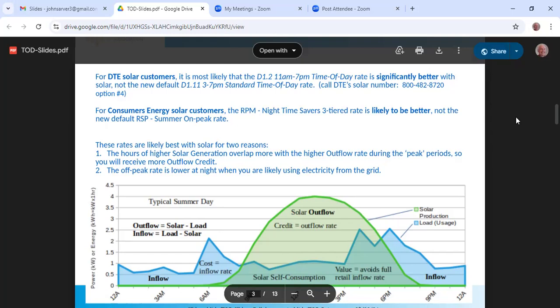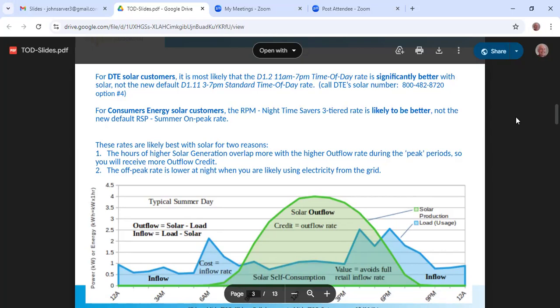So I kind of already mentioned reasons why you might choose one of the rates, and this chart attempts to show you that. The solid blue line is how much inflow you would have from the grid at night, because your solar's not doing anything at night. And then if you didn't have solar during the day, the blue line, that's how much you'd be pulling in from the grid during the day.